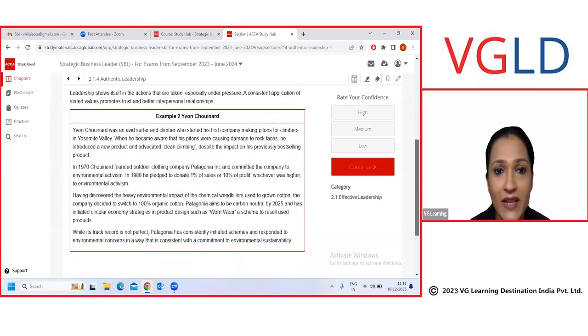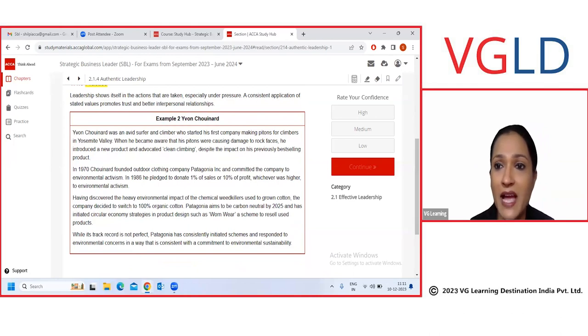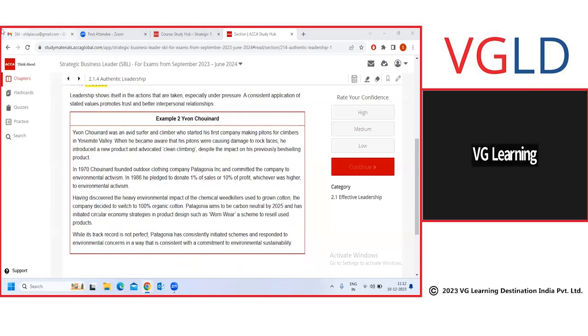Quickly have a look at the example of Bjorn Kronrad. Very quickly, please, guys. Absolutely. Quickly read through the example. Done reading, guys?